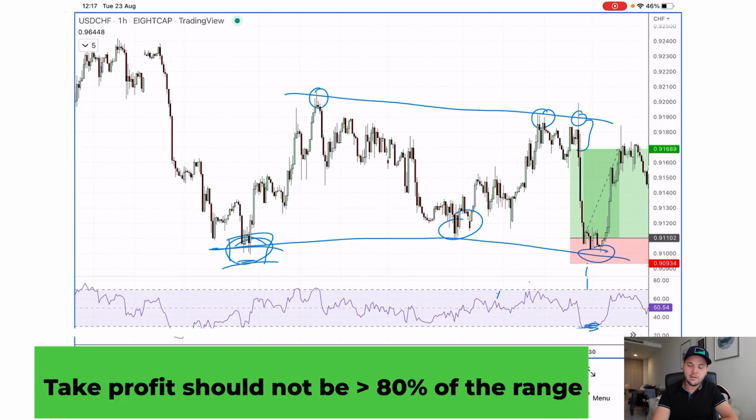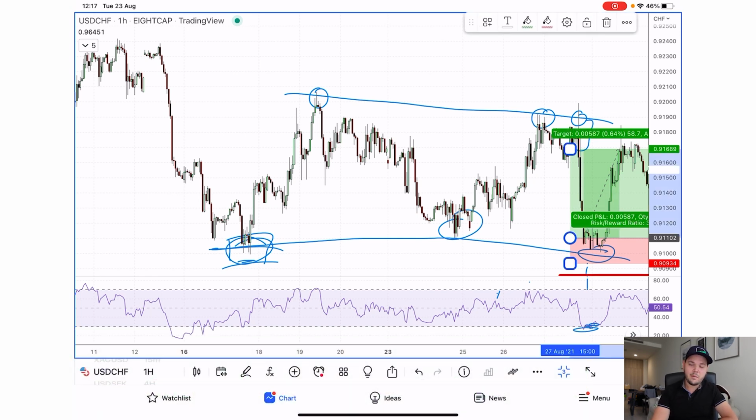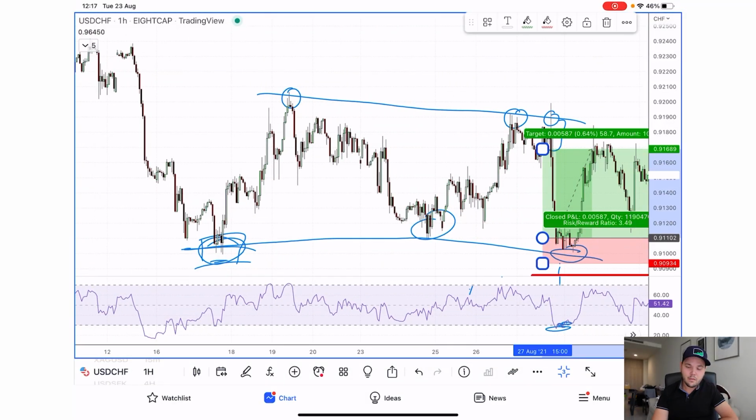Unless something happens, but then we can trail a stop loss. We can move different things around. We can move to break even to be able to achieve that. So here that went pretty well. That's a big R:R, by the way. That's 3.5 to 1.